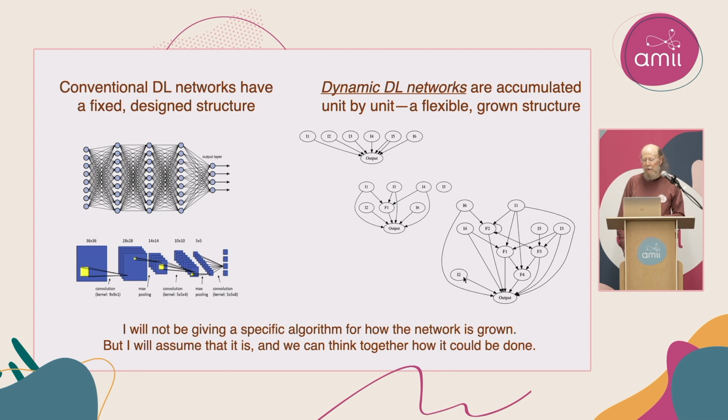Here are some networks that Curram has worked with, and they're actually grown. This is the same network as it's growing from just a single output node with many inputs to introducing intermediate units, sort of feature units. By adding more and more of those, you get a large network that is multi-layered. I think that's the way we want to go with dynamic deep learning. I'm not going to give a specific algorithm for how the network is grown, but I'll assume that it is grown, and we can think together exactly how that should be done.